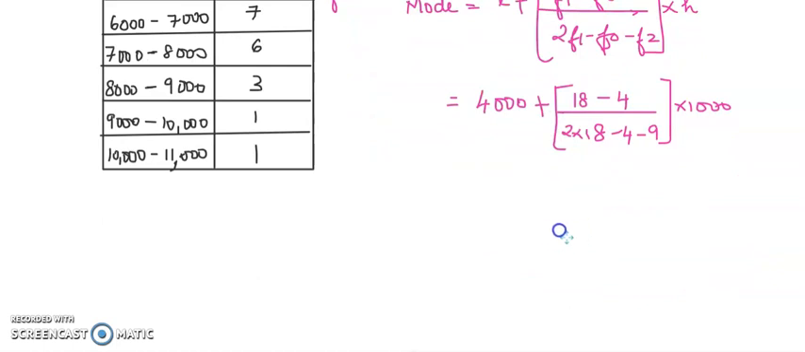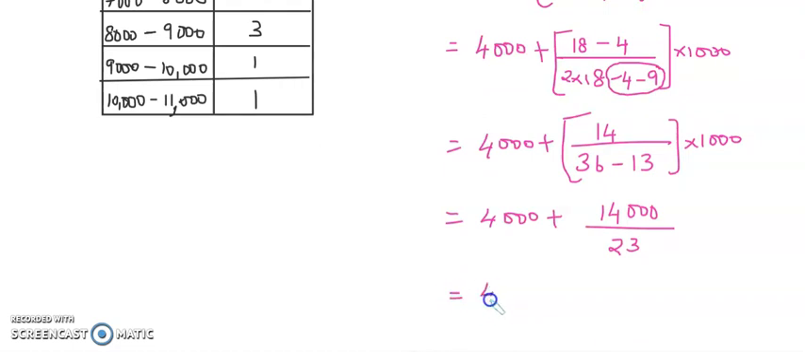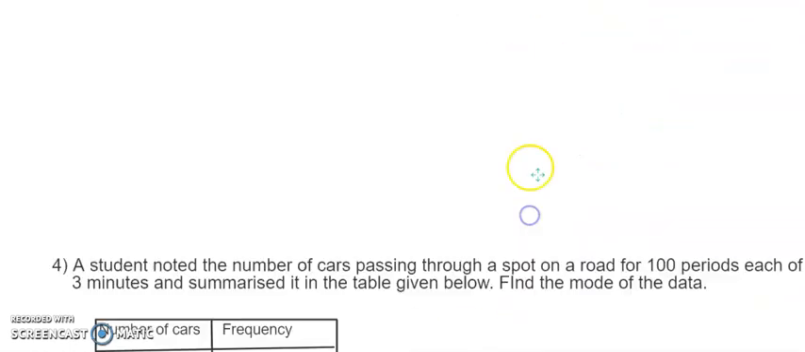That will be equal to 4,000 plus 14 divided by 36 minus 13. Why? Because minus 4 minus 9 gives 13 to subtract from 36, multiplied by 1,000. Let's multiply the 1,000 inside. So we'll get 4,000 plus 14,000 divided by 23. And that will give us plus 608.6. So the answer is 4608.6. Clear? Let's take one more.